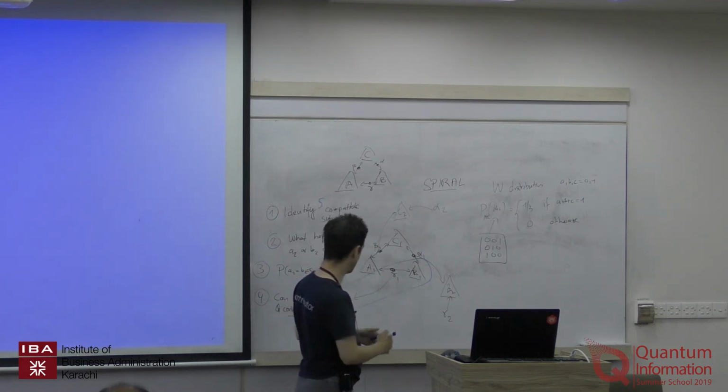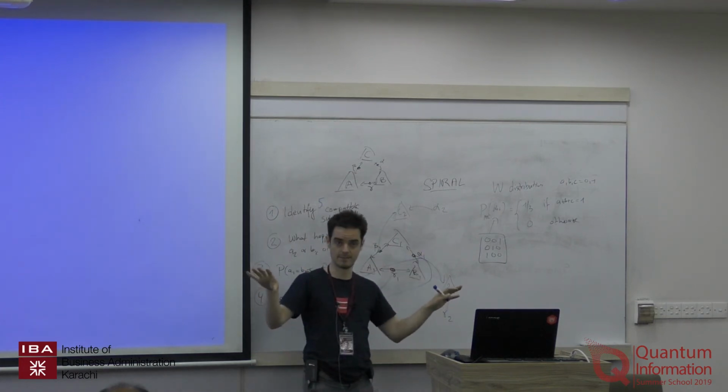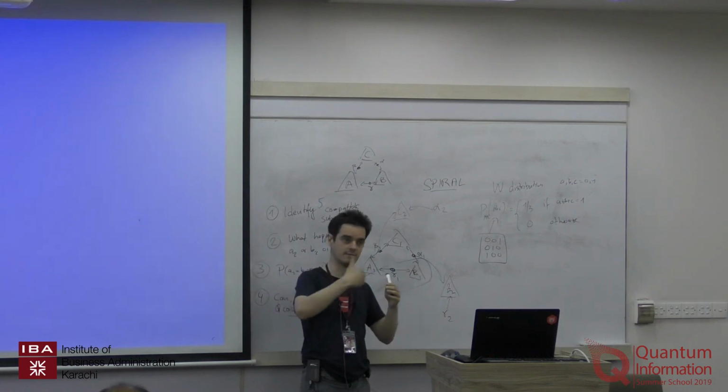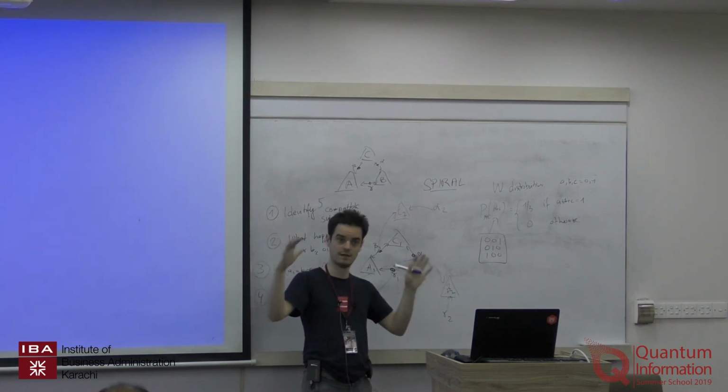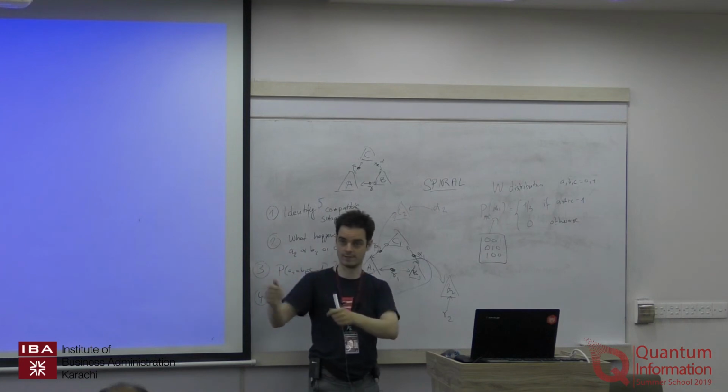Then I look at the graph that remains, and I see if it's disconnected. If I have disconnected parts, it means my distribution is going to be a product, and now I can study the products one by one.